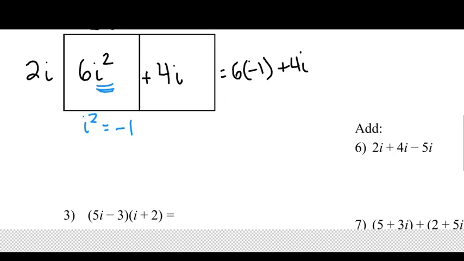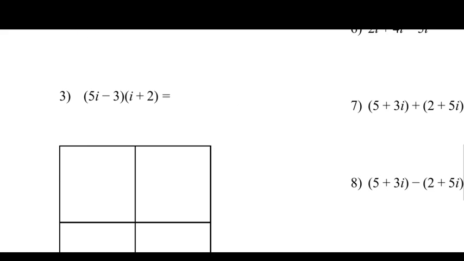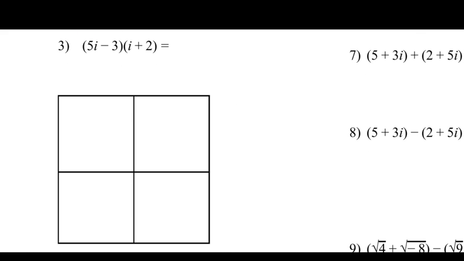Let's keep going. Let's do number 3 here. We are going to FOIL this out because we have 2 terms times 2 terms. It doesn't matter which one you put on the side of the box, or if you even use the box method at all, you can just use the FOIL method. So I'm going to do the box method here. We have 5i minus 3 times i plus 2.